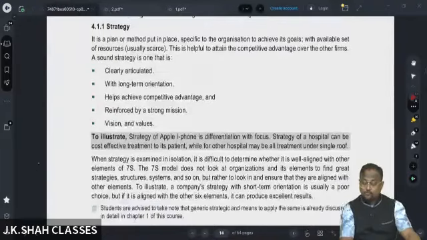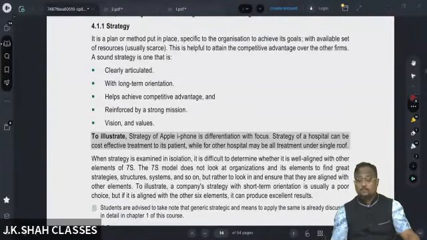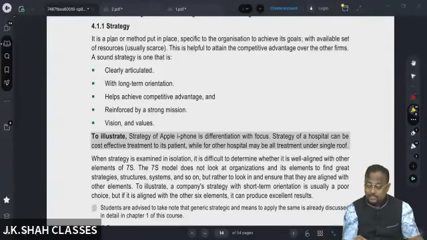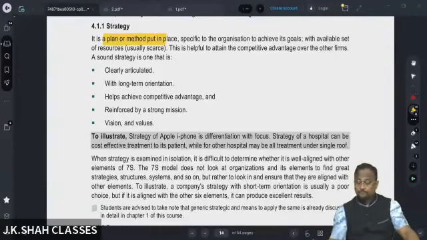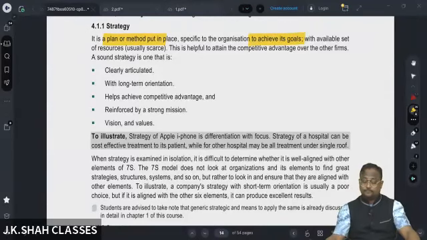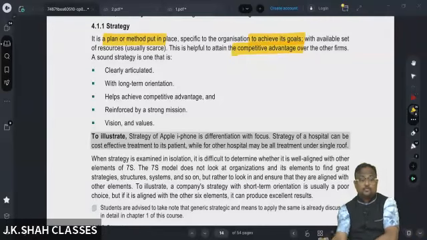Let's go for strategy evaluation. Strategies, it's a plan or a method to achieve its goals. Basically, they will give you competitive advantage over the other firms. What is our pre-requirement? Clearly articulated, long-term orientation. It will help you to achieve competitive advantage, reinforced by strong mission and vision and values.